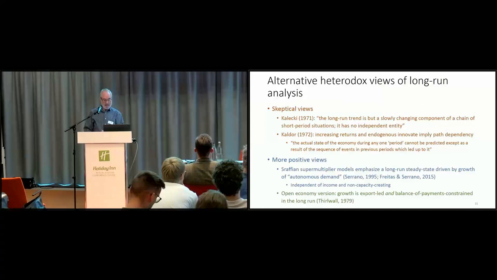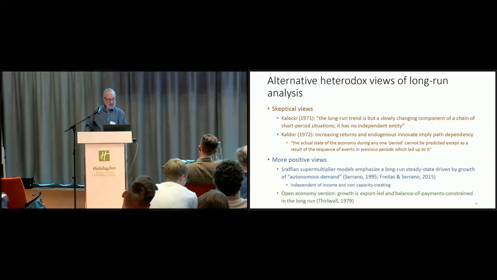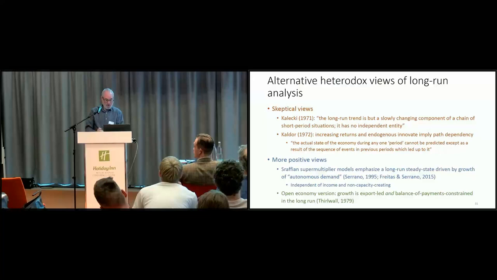And Kaldor, in his 1972 article criticizing equilibrium economics, stated, the actual state of the economy during any one period cannot be predicted except as a result of the sequence of events in previous periods which led up to it. So in other words, there is strong path dependency, and so there is no predetermined long-run steady state to which the economy is driven.